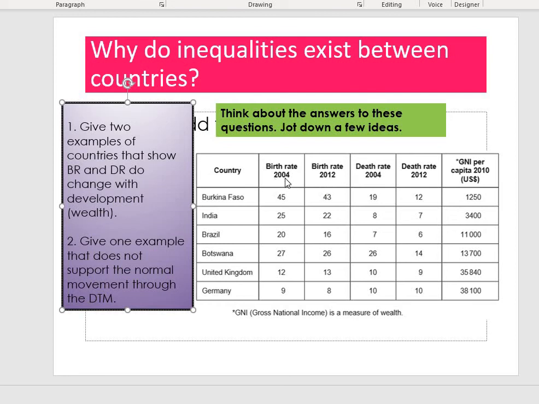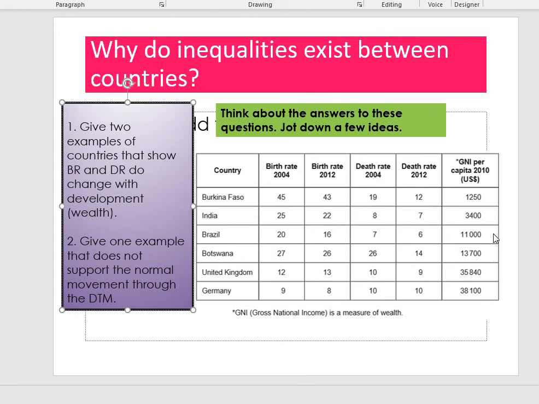And so what we should see with the passage of time is birth rates and death rates coming down, and we should see the more wealthy countries having lower birth rates and lower death rates if we are following the demographic transition model. So this question isn't too hard, finding examples of countries that show birth rate and death rate change with development, okay? This one is difficult though, to give one example that doesn't show the normal movement through the demographic transition model. And what I'd like you to do is have a look at Brazil and Botswana. Okay, so for this second question, focus on these two.